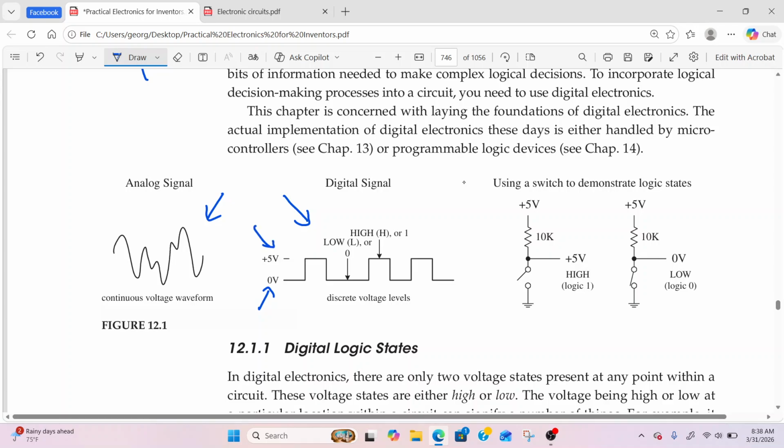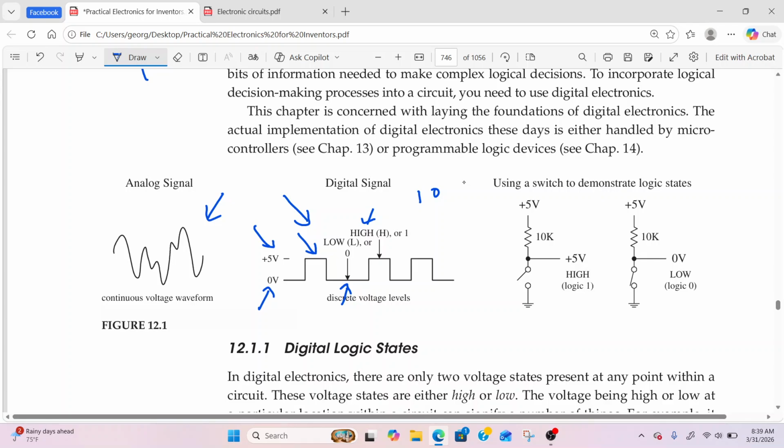All right, so in digital electronics, this is 5 volts. This state right here, 5 volts, is called a logical 1 or a high. And this state right here is called a logical 0 or a low. And so digital electronics is represented with a binary numeric system. The binary numeric system only has two digits, 1s and 0s.